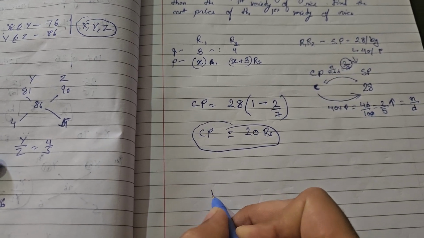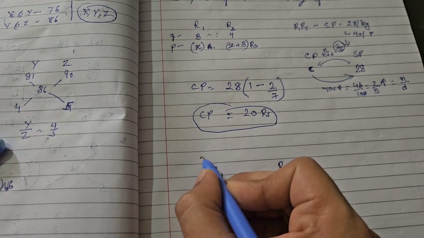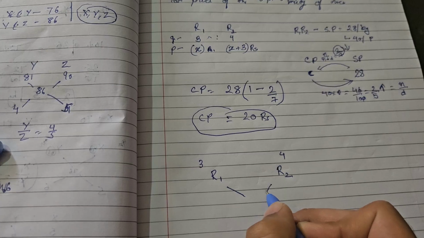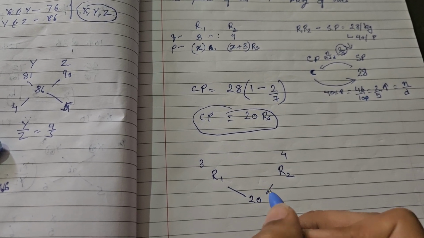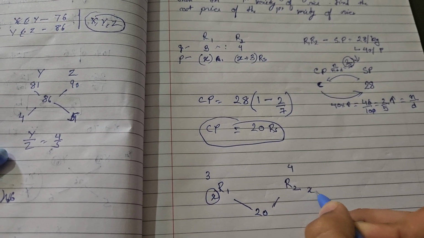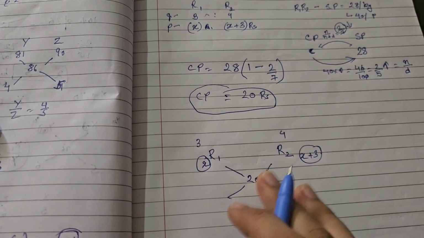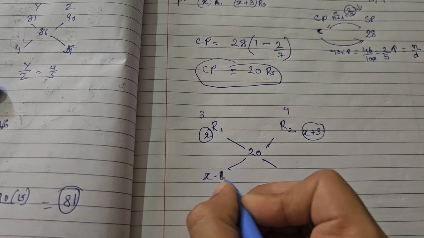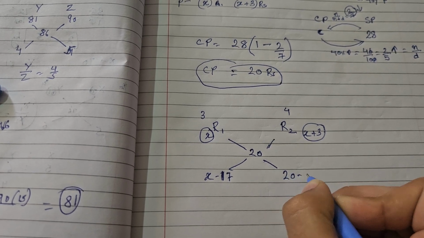I'll use the alligation process now. Rice 1 here, rice 2 here. They are mixed in 3:4 ratio. The mixture cost price is 20. R1 was at X rupees, and this is at X plus 3. So I have to subtract. This is the bigger value, so I have to subtract X plus 3 minus 20. I get X minus 17, and over here I get 20 minus X.